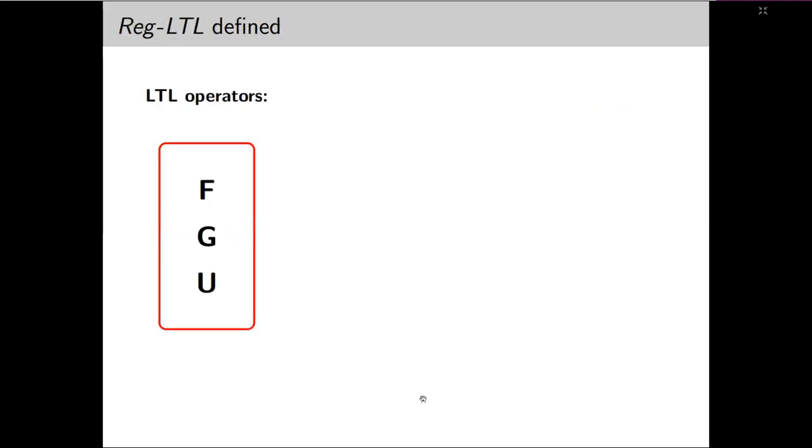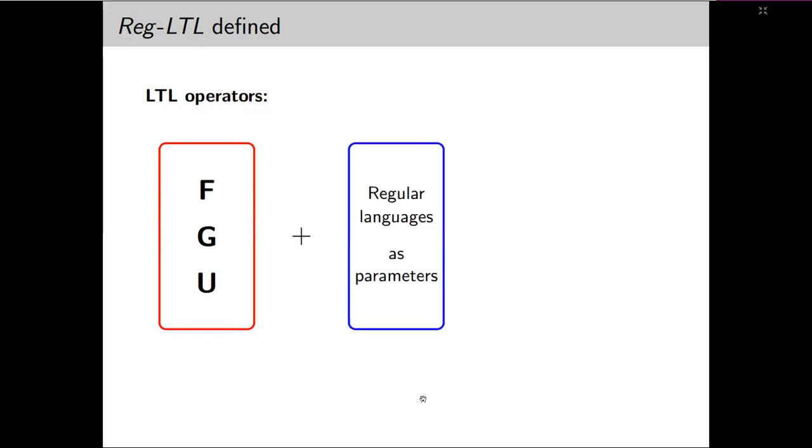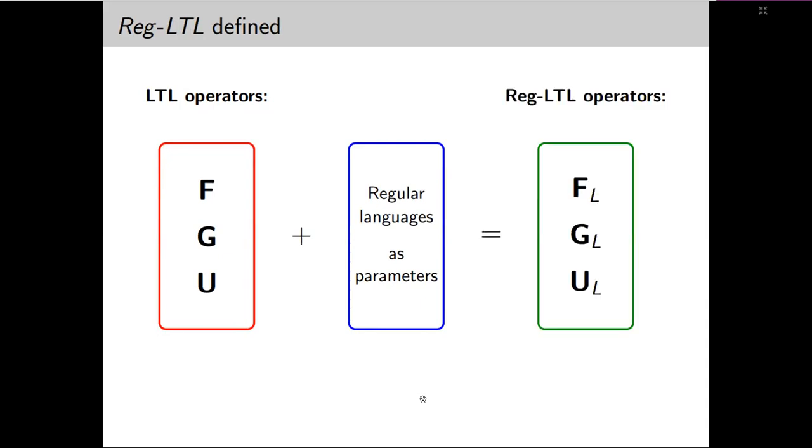Okay, so let's start with the syntax. So we have these temporal logic operators. We can also add, for example, the next time operator. I'll just keep it simple here, but we can extend the number of operators if we want. So we have these operators and we use regular languages as parameters, and we obtain these parameterized versions of temporal operators.